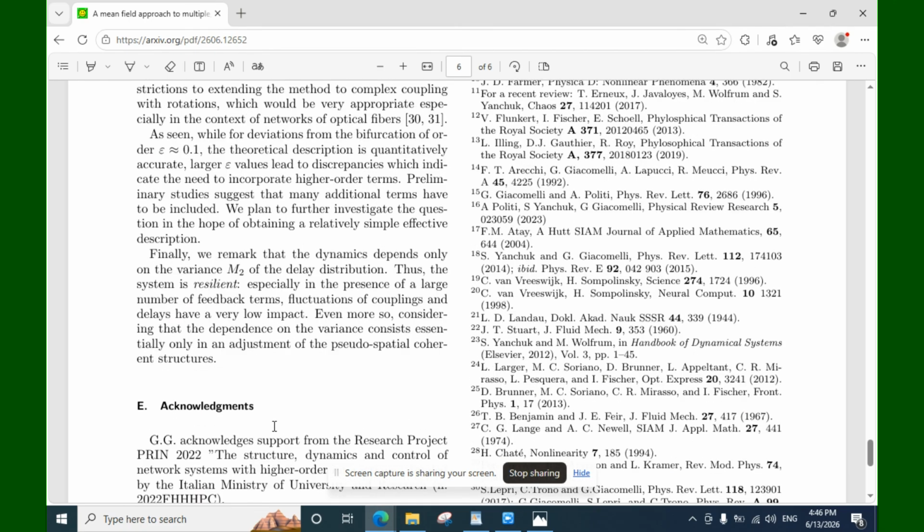Finally, we remark that the dynamics depends only on the variance M2 of the delay distribution, thus the system is resilient, especially in the presence of a large number of feedback terms. Fluctuations of couplings and delays have a very low impact, even more so considering that the dependence on the variance consists essentially only in an adjustment of the pseudo-spatial coherent structures.